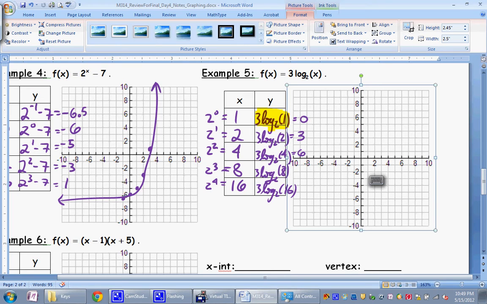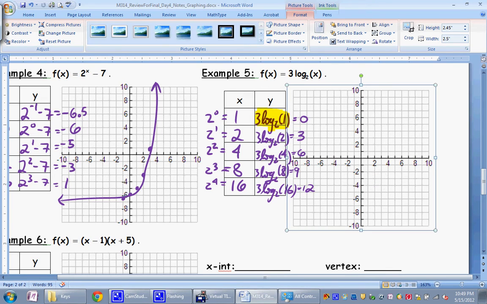3 log base 2 of 8. 2 to what power is 8? The answer is 3. 3 times 3 is 9. This last one's going to be off the graph, but that's okay. 3 log base 2 of 16. Well, 2 to what power is 16? The answer is 4. 4 times 3 is 12. And that point is well off the graph.